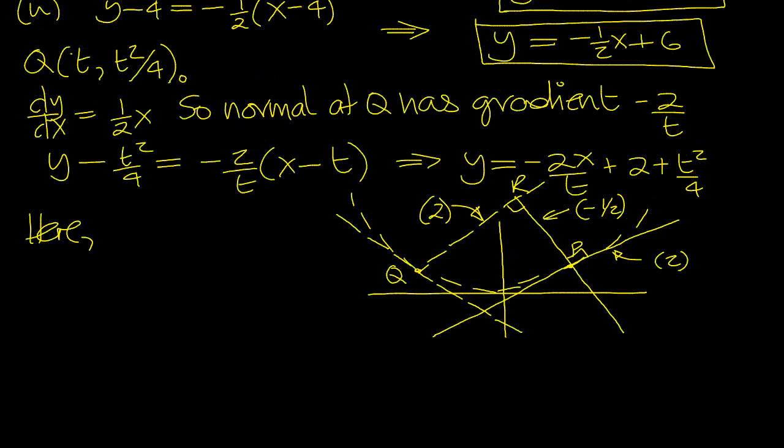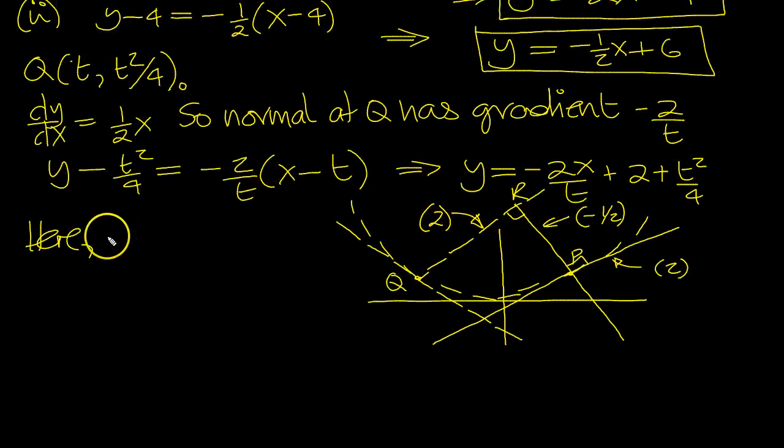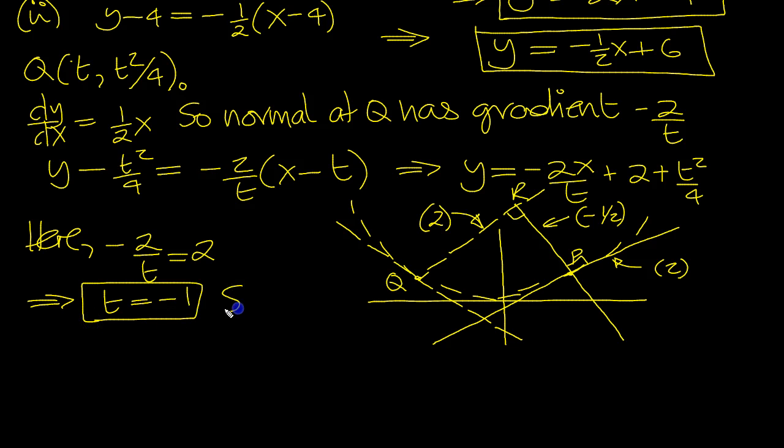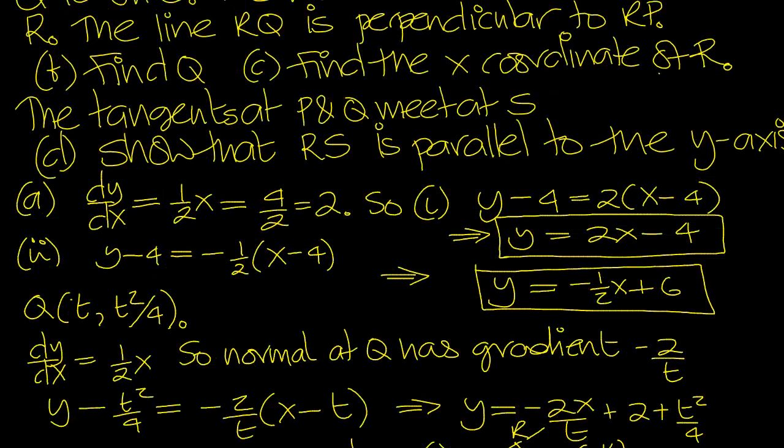if the gradient of this normal is minus 2 over t, isn't it? Now that needs to equal the gradient of this, 2. So that tells us that t is equal to, move the t up, move the 2 down, minus 2 over 2, which is minus 1. So Q has coordinates then, minus 1, and minus 1 squared is 1, over 4 is 1/4. So there's Q, which is what we wanted to show.